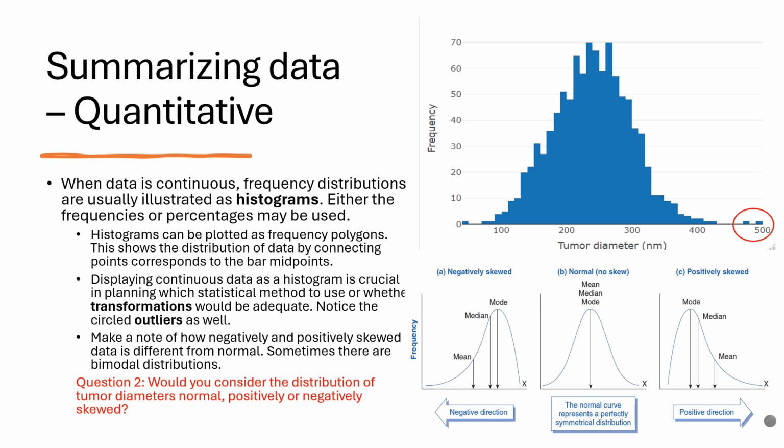If you look at the one in the center, you have mean, mode, and median all on the same line in the center, right? If you have the mean below the median and the median below the mode, then you know that you're negatively skewed. If you have the mode below the median and the median below the mean, then you know that you're positively skewed.